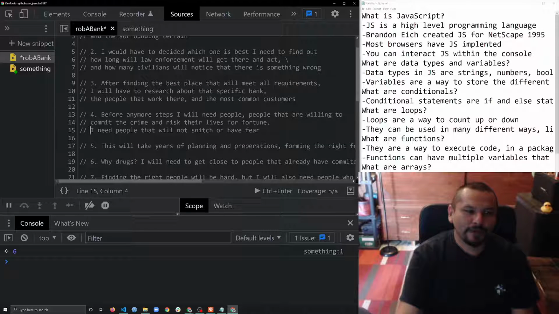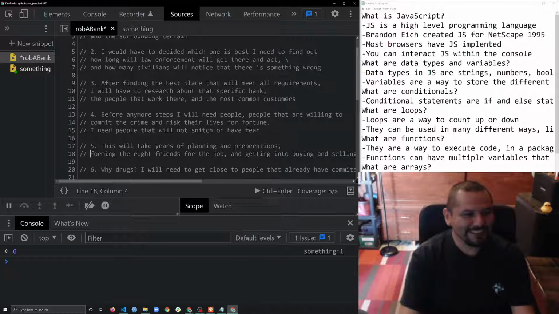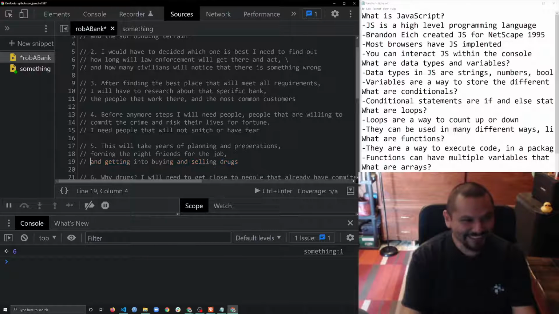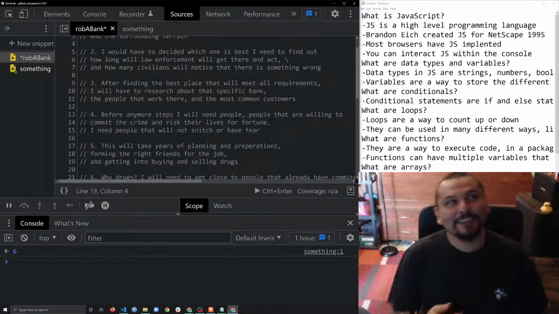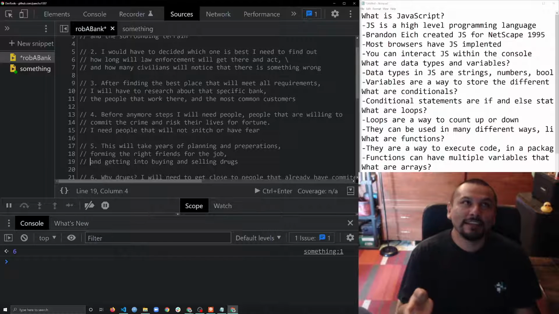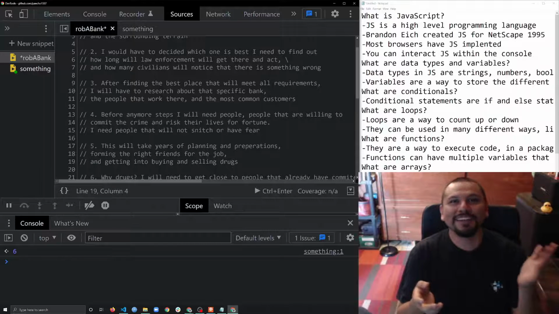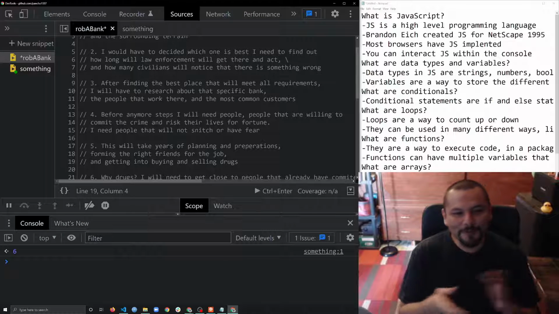Okay. Then step number 5, I will take years of planning and preparations. Interesting. Forming the right friends for the job and getting into buying and selling drugs. No, that's good. So he understands that more than likely if he goes to church, right, he's not going to find a fellow bank robber.